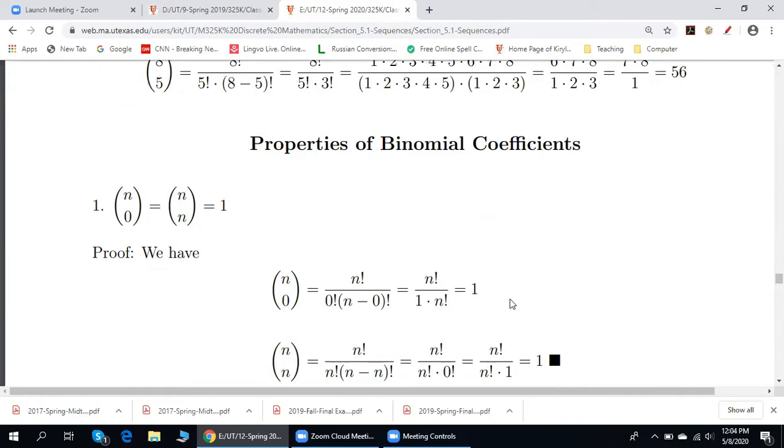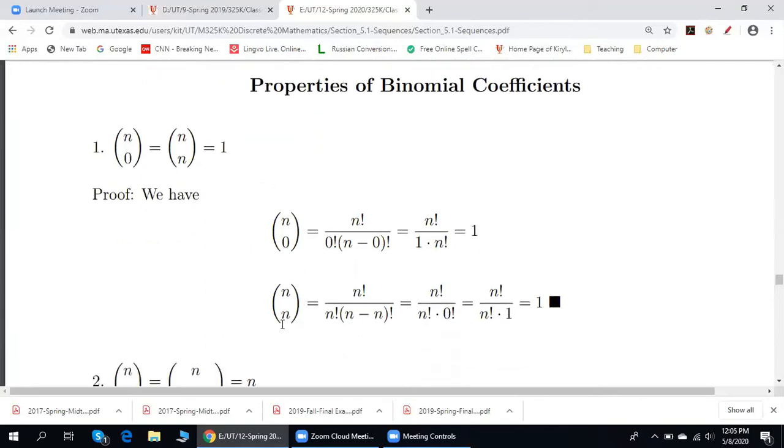It is easy to prove that n choose 0 is equal to n choose n is equal to 1. We just use the formula. N choose 0 is n factorial over 0 factorial times n minus 0 factorial. Keep in mind that 0 factorial is 1. It's not 0. It's 1. We cancel out n factorial, the result is 1. In the same way, we prove that n choose n is 1.